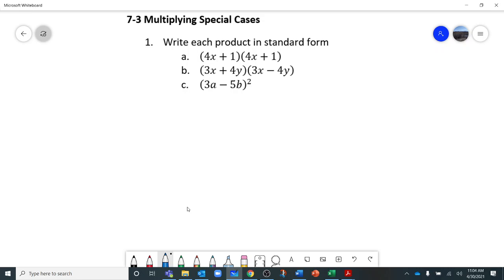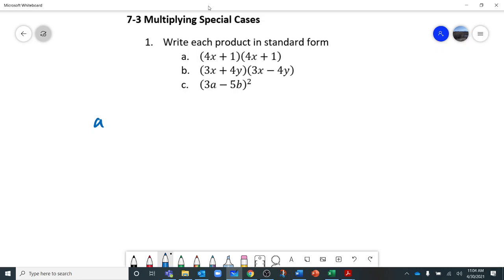Okay, multiplying special cases. You can multiply the same way we did in the last video. For example, looking at A, 4x plus 1 times 4x plus 1. We're going to do 4x times 4x, and 4x times 1, and then 1 times 4x, and then 1 times 1, just like we always would.